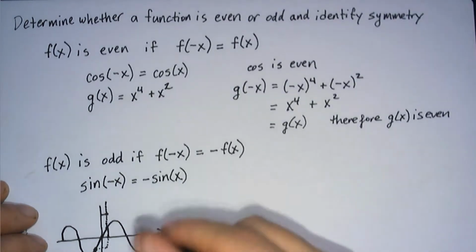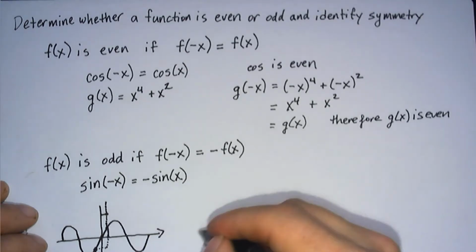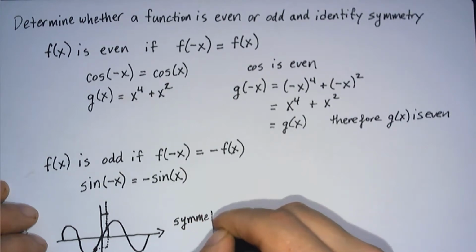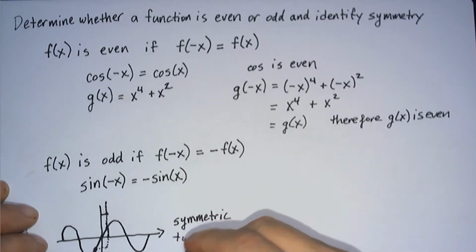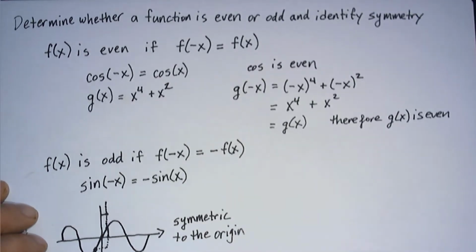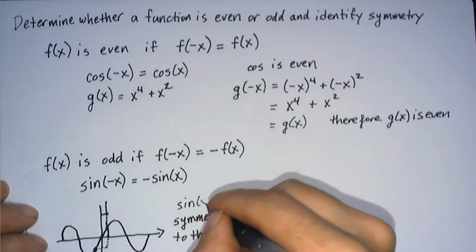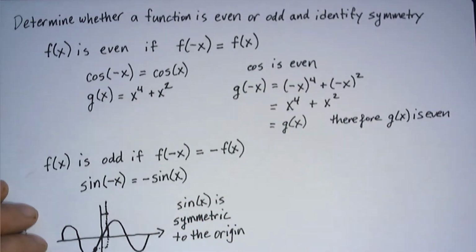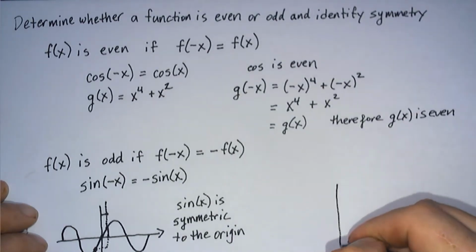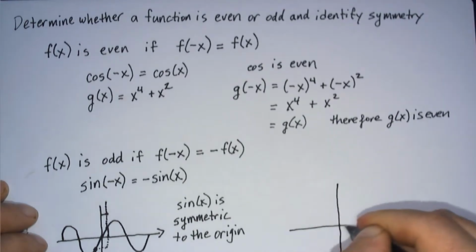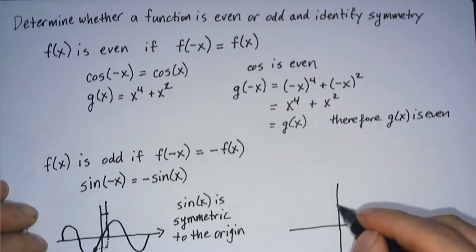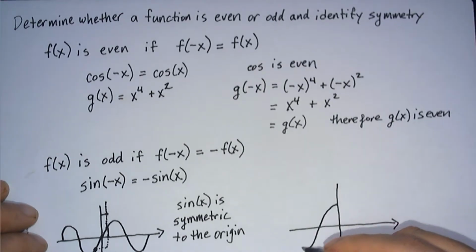Now there's a special term for this. We call this symmetric to the origin. So we can say sine x is symmetric to the origin. And then what about cosine? Well, cosine's the same function, it's just shifted over, so this is a crude graph of cosine.